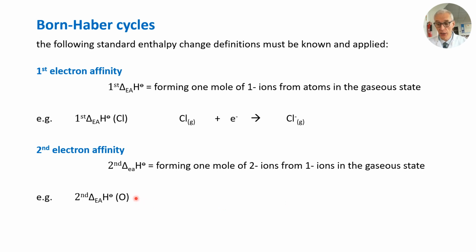So could you write an equation to express the idea of the second electron affinity for oxygen? Okay, so I hope you've written an equation. I'm going to reveal the correct answer. We're forming 1 mole of 2 minus ions in the gaseous state from 1 minus ions, oxygen 1 minus ions, by the gain of 1 mole of electrons. So 1 mole of 1 negative ions gains 1 mole of electrons to form 1 mole of 2 minus ions.